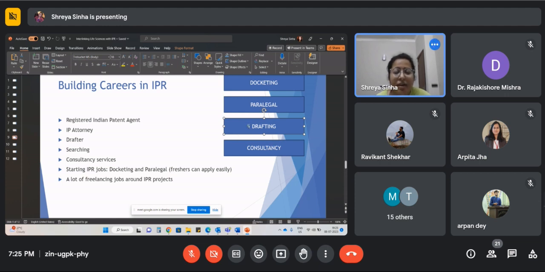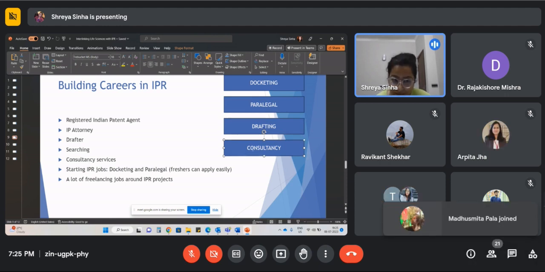And for drafting, patent agent examination is not required, but it is a feather in the cap. If you have a patent agent examination, then your CV and everything will be considered prior to any other candidates. So appearing for the Indian patent examination will be a feasible option for any one of you who would like to pursue their career in IPR. And the next one is consultancy.